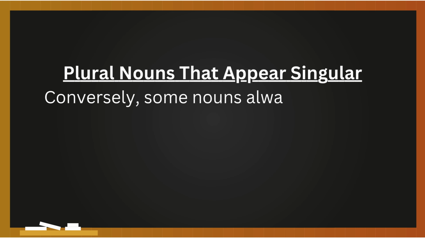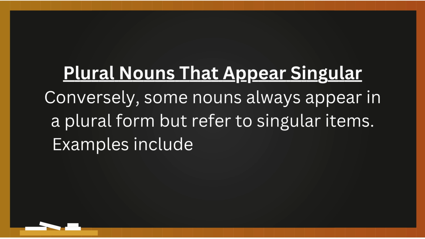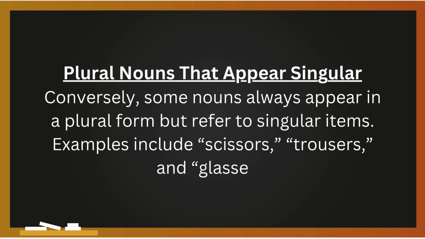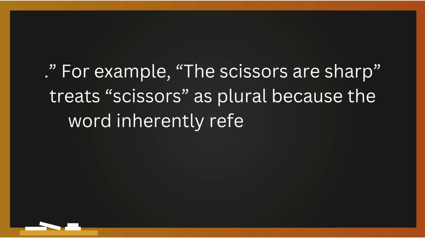Conversely, some nouns always appear in a plural form but refer to singular items. Examples include scissors, trousers, and glasses. For example, "The scissors are sharp" treats scissors as plural because the word inherently refers to a pair of items.